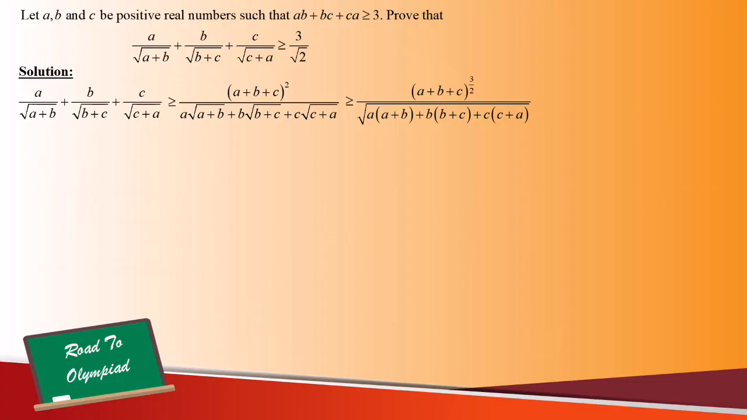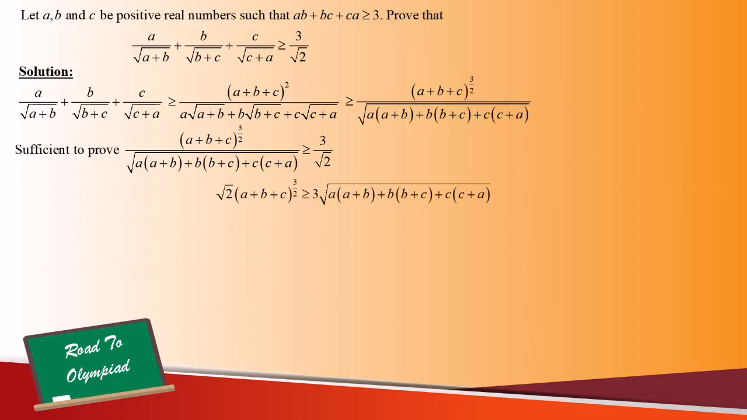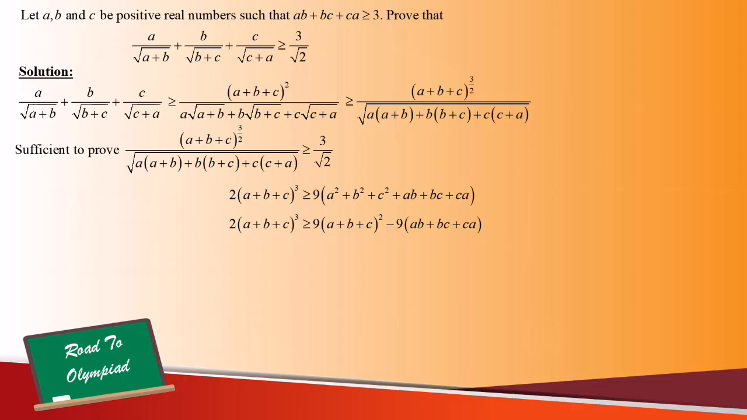So it is sufficient for us to prove that this is greater than or equal to 3 over square root of 2. Cross multiplying the denominators and squaring both sides, we have this one. Notice that the expression on the right can be expanded into this, which can be further written into 9 times (a plus b plus c) the whole thing squared minus 9 times (ab plus bc plus ca). Moving them to one side, we have this one.